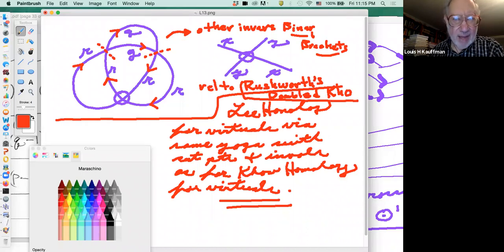If I wanted to tell you about that, I would be getting ahead of myself, because the invariants that I found, binary bracket, were found long before Rushworth, but Rushworth turns out to be categorifying that invariant at the Lie homology level, and we'll talk about that. But what is amazing is what's about to happen when we put in our corrections for virtual Khovanov homology. You'll see. Watch.